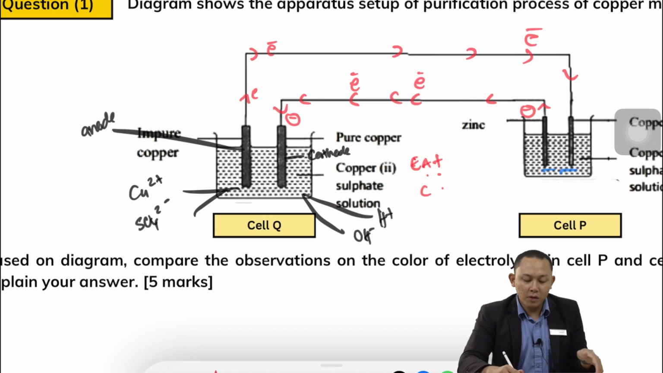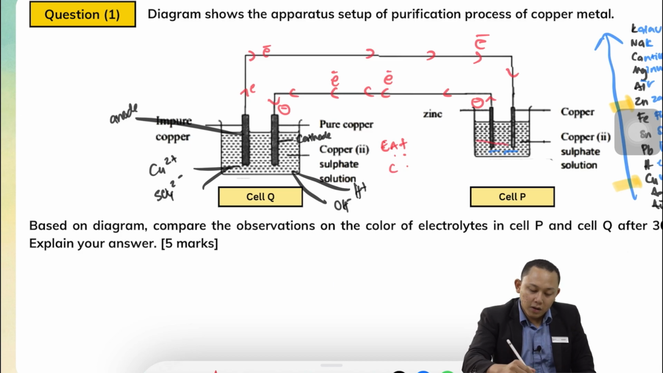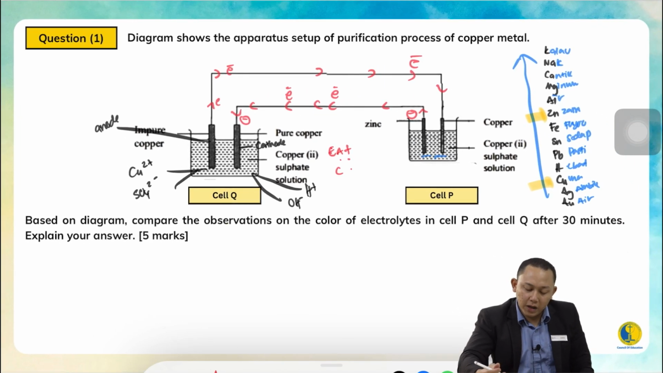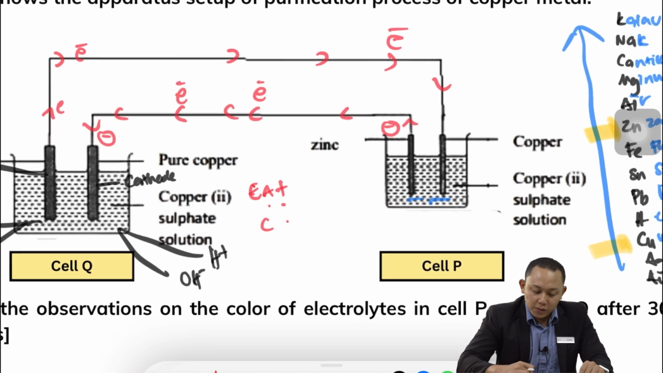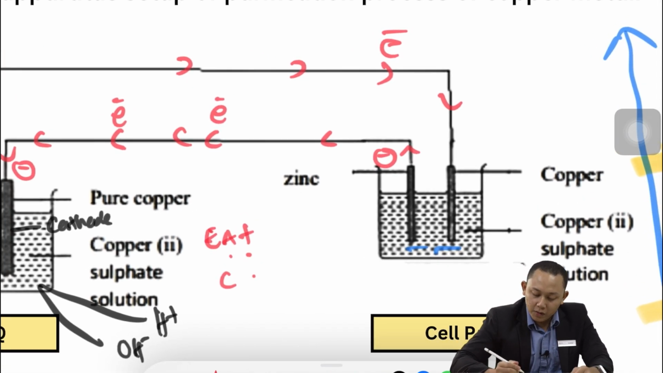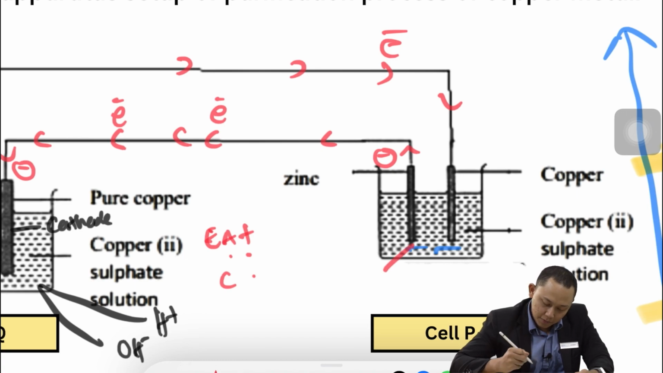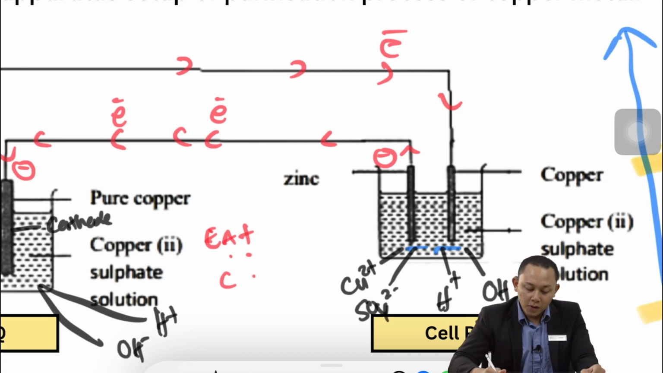The question asks, based on the diagram, compare the observation on the color of the electrolyte in cell P and cell Q after 30 minutes, and explain your answer. For cell P, inside here you also have the same ions: Cu2+, SO4 2-, H+ and OH-. So inside here you will have these four ions.